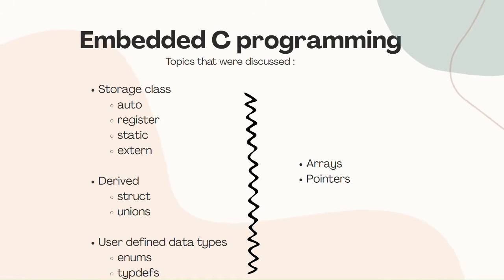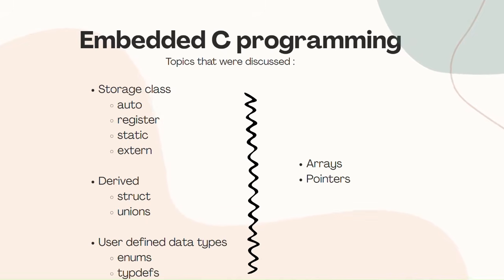Extern is the most commonly used in my project, and extern is used for using a variable that is declared in another source file. And also we learned about derived data structures such as structs and unions, and also about user defined data types such as enums and typedefs.